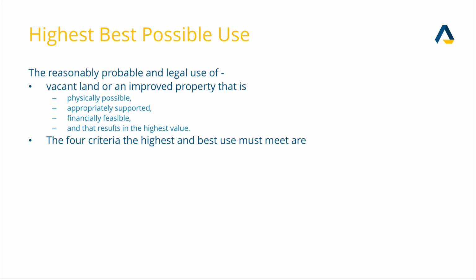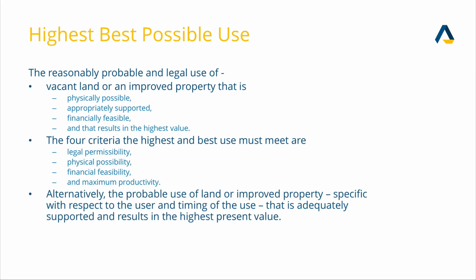The four criteria the highest and best use must meet are: legally permissible, that means it complies with everything; physically possible; financially viable; and it has maximum productivity. Alternatively, the probable use of land or improved property, specific with respect to the user and timing of the use, that is adequately supported and results in the highest present value.